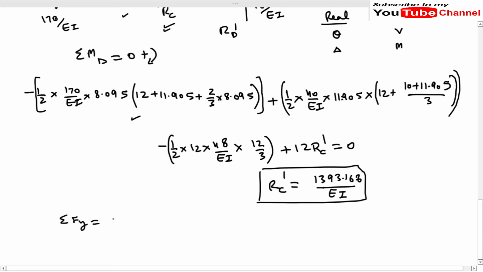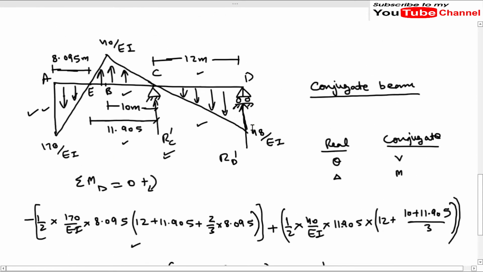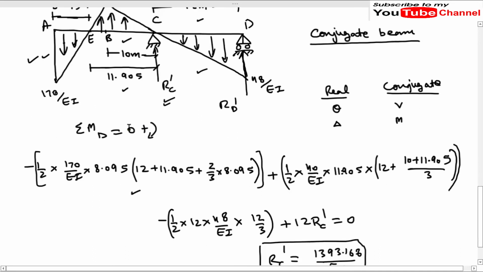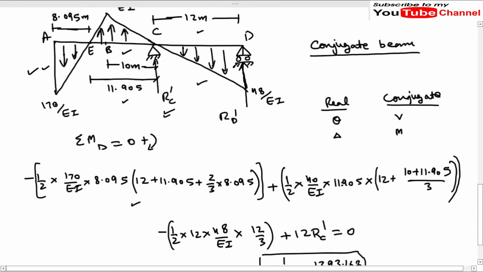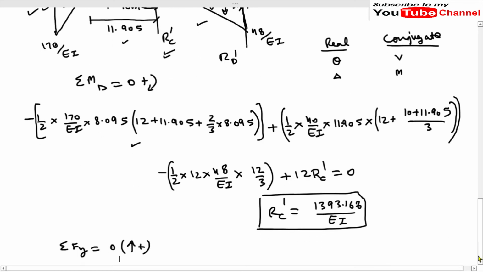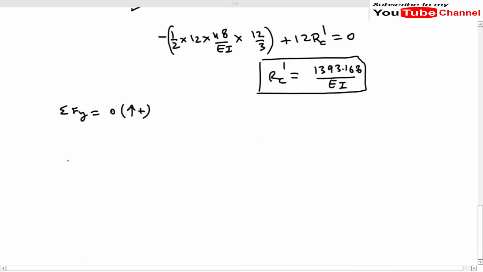Now we have got the value of this RC dash, so we can use the summation of forces in y direction is equal to 0 to find out the other reaction, which is RD dash. Okay, so we will use this equation, and first we have this triangle where the loading is acting downward. Okay, so the load will be acting downward, which will be taken as negative. So it will be minus 1 by 2 times 170 divided by EI into the length of the segment 8.095.